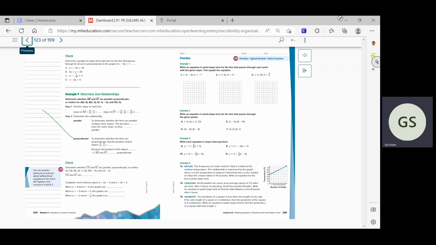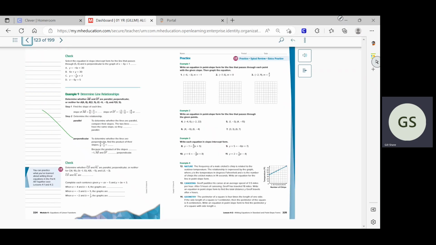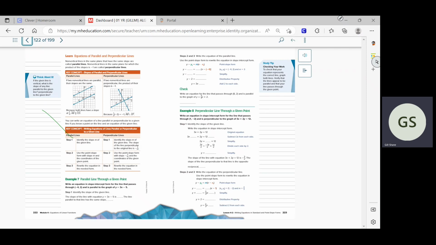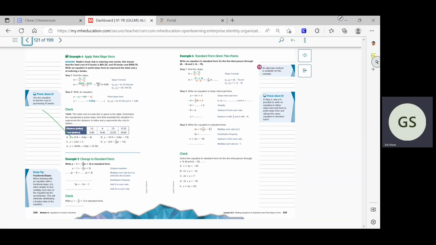Intercept form. Standard form. So example 5 and example 6. Oh, I skipped the one. Sorry. Oh, it's all right there. Okay, sorry. So bottom of 220, example 5. Not really sure how I missed that.